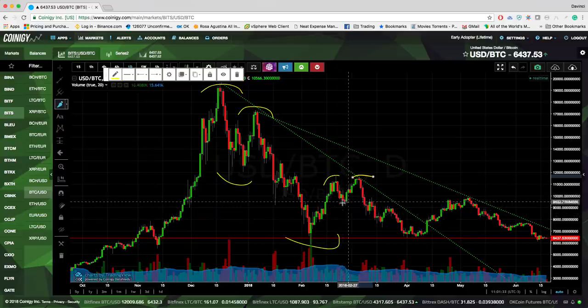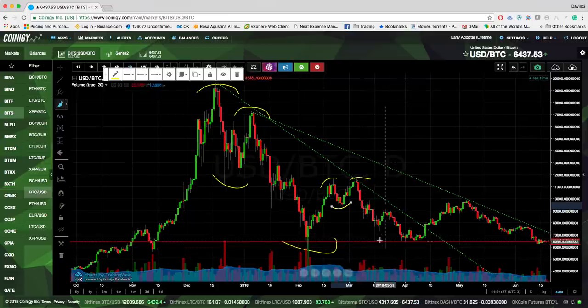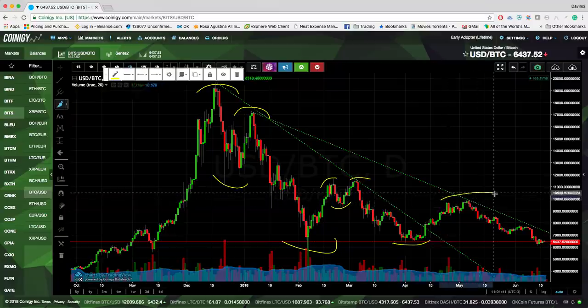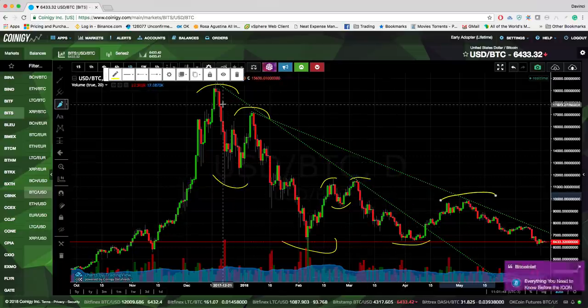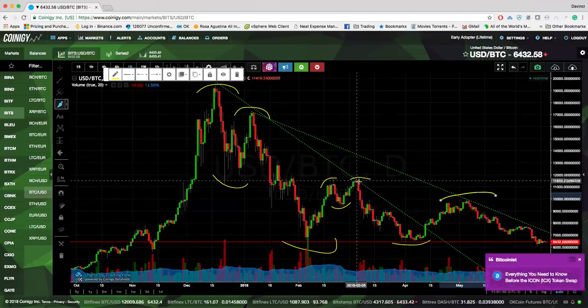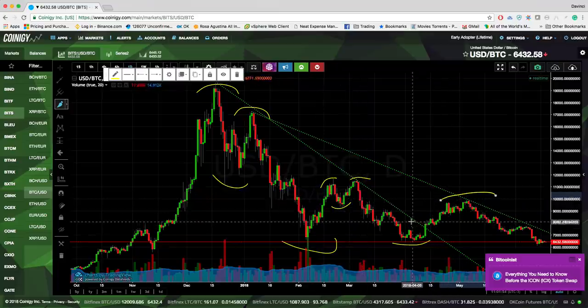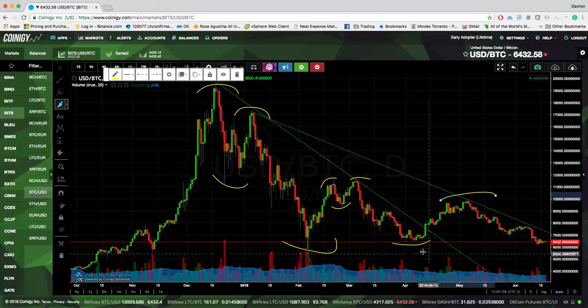It went down, and then it kept going down to right here, and you can see that this high does not pass this high over here. So this clearly is a trend, right? You can clearly see that this is a trend, and the trend is your friend until the end.